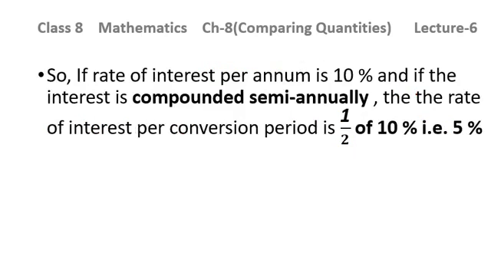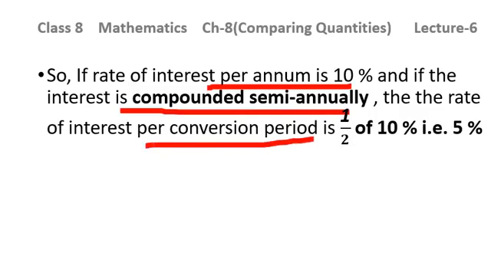So for example, if the rate of interest per annum is 10% and the interest is compounded semi-annually or half yearly, then the rate per conversion period will be half. That will be 5%. Is it clear? Why have we divided it by 2? Because in a year there are two conversion periods, two half years, so it will be 10/2, that will be 5.